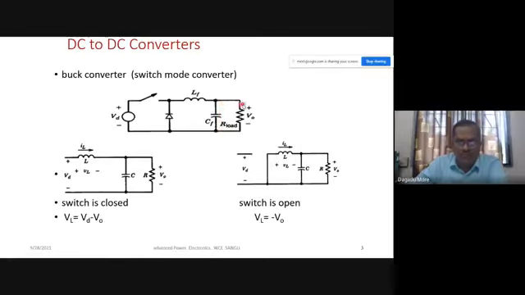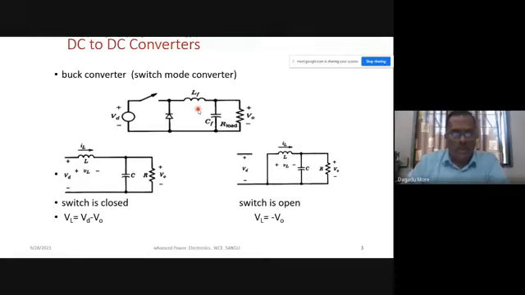We want the ripple in the output voltage to be very small. The output should be smooth and ripple free across the load, and for that we require an LC filter. So this is our DC to DC buck converter. The meaning of buck is that the output is less than the input voltage. So we can vary the output voltage from 0 to the input voltage. So VO will be from 0 to VD, the input voltage.